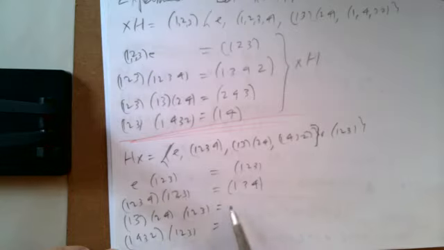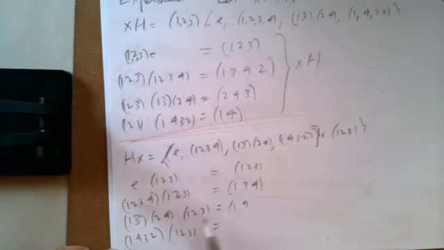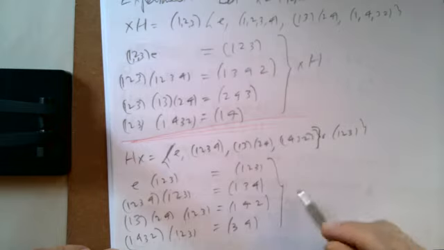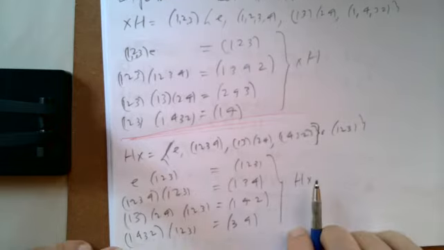This: 1 goes to 2, goes to 4. 4 goes to 4, goes to 2. 2 goes to 3, goes back to 1. 3 goes to 1, goes to 3. So this is just a 3-cycle (1 4 2). And (1 4 3 2) followed by (1 2 3): 1 goes to 2, goes back to 1. 2 goes to 3, goes to 2. 3 goes to 1, goes to 4. 4 goes to 3. So this is just the transposition (3 4). So these are the 4 permutations in HX, the right coset.